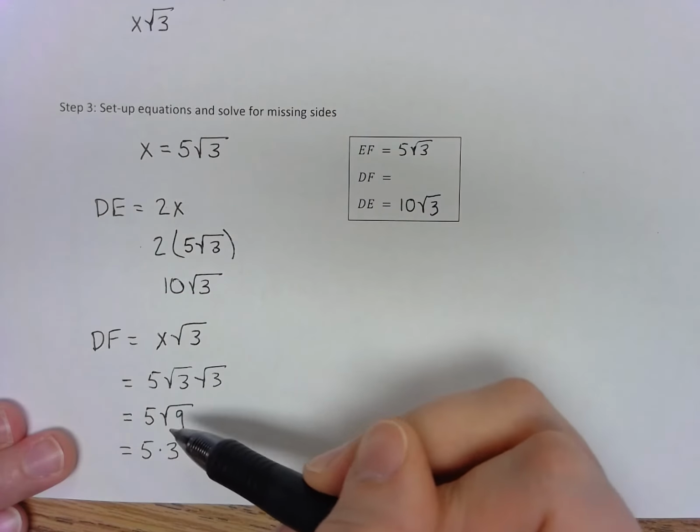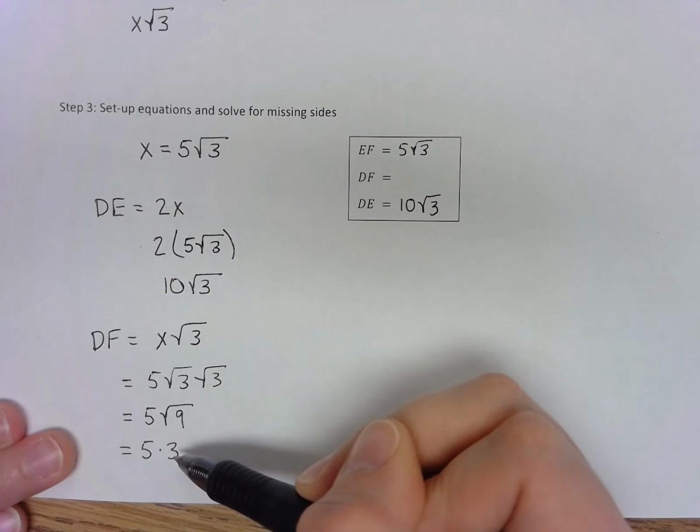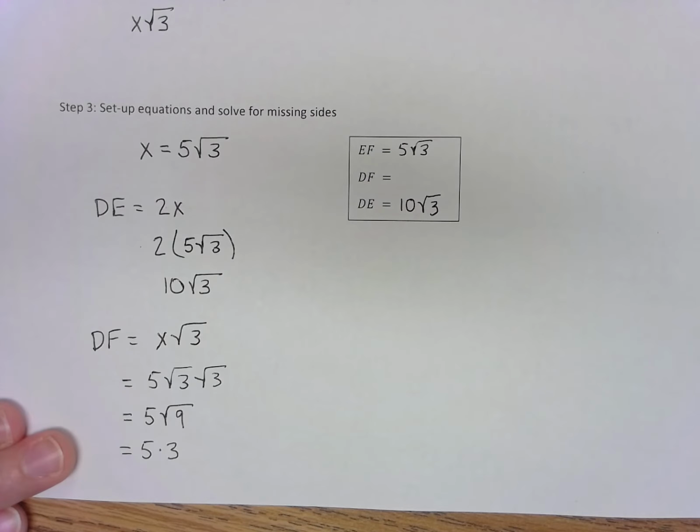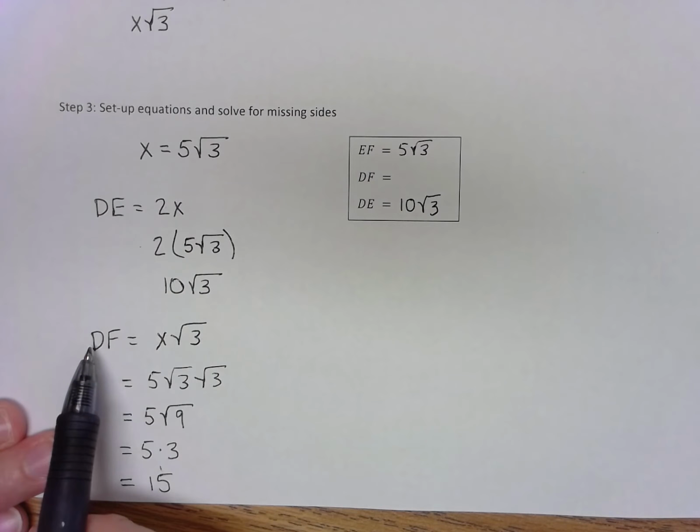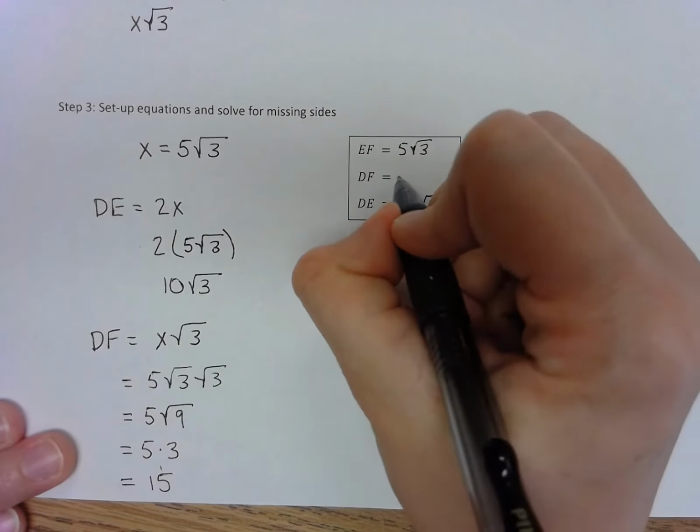Notice once I take the square root of 9, I no longer have that radical symbol. The square root of 9 does not equal the square root of 3. The square root of 9 just equals the numerical number 3. So now we need to multiply 5 times 3, and that gives us 15. So the length of DF is 15.